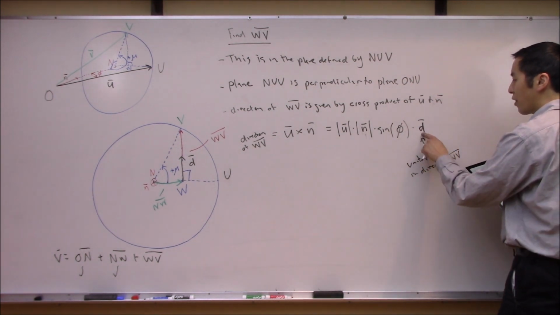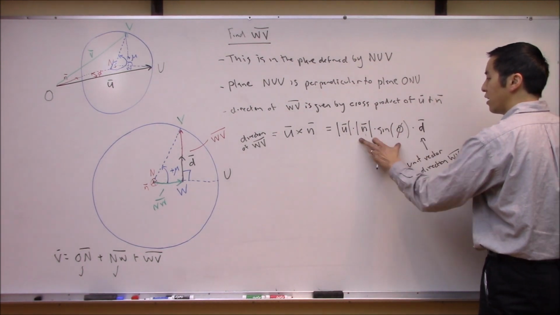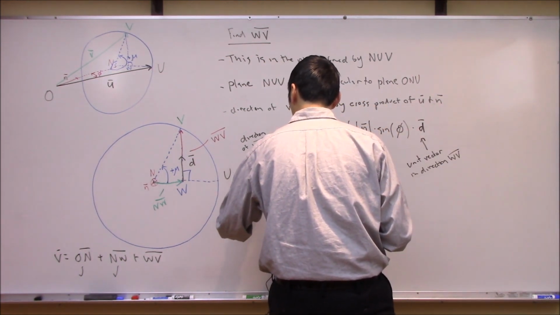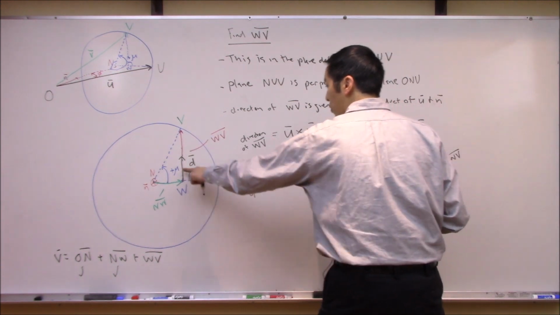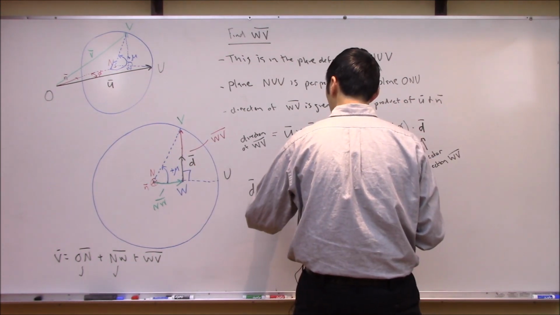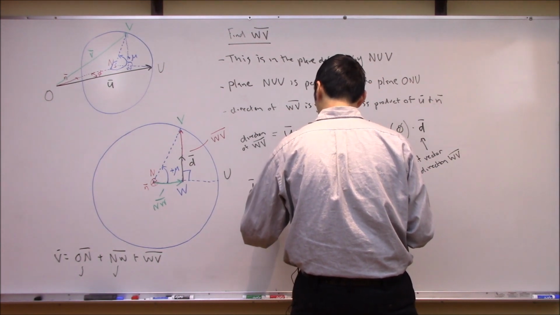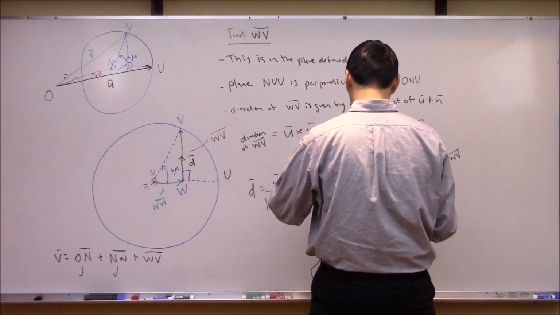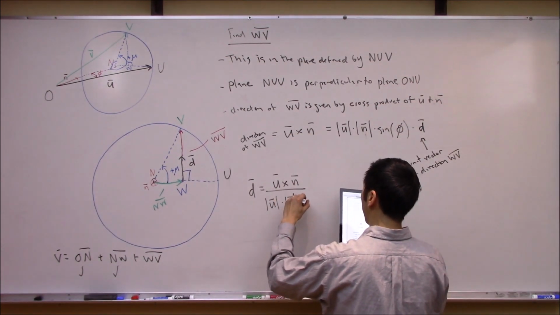So actually, let's just solve this for D. In other words, I'm going to isolate D and move this to the other side. So we end up with the expression we're looking for. The unit vector in the direction of WV that I'm looking for, this little D, is just going to be U crossed with N divided by magnitude of U times magnitude of N times sine of phi.